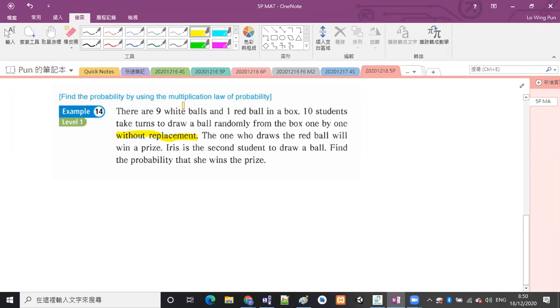Can you get this? Okay, so now there are 9 white balls and 1 red ball in the box. 10 students take turns to draw a ball randomly from the box one by one without replacement. The one who draws the red ball will win a prize. Iris is the second student to draw a ball. Find the probability that she wins the prize.